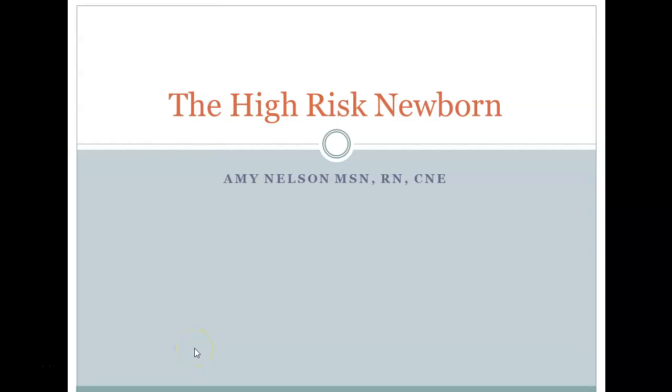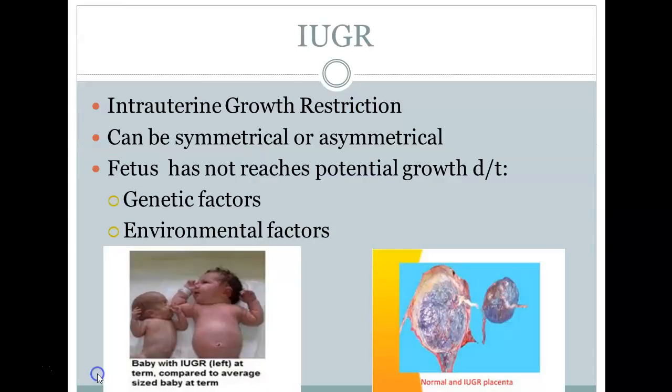Our last lecture is going to cover the high-risk newborn. So the first thing we're going to talk about is something called intrauterine growth restriction. It used to be called intrauterine growth retardation, but they're interchangeable words. This can be both symmetrical or asymmetrical, and where the fetus has not reached their potential growth due to either genetic factors or environmental factors.